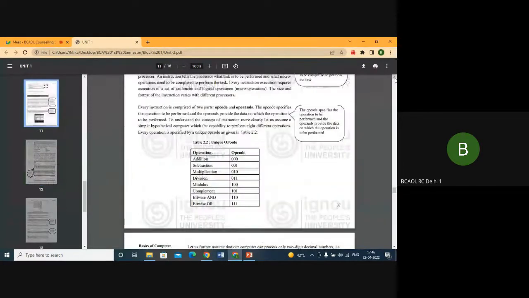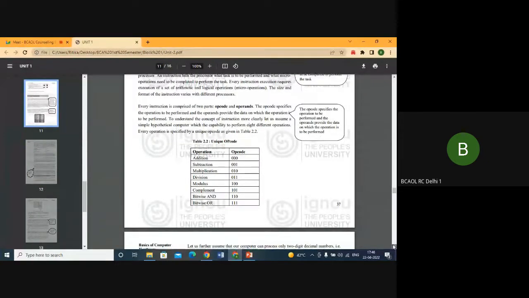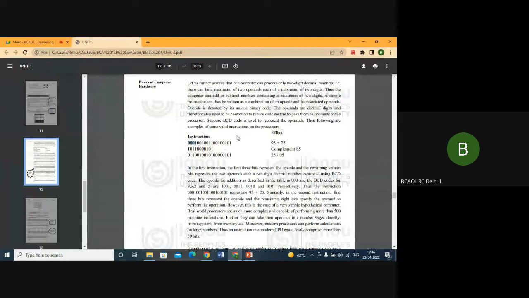Same way, 2 is 0010 in 4 bits, and 5 is 0101 in 4 bits. And the addition code is 000, see from the table above. So this is how they have converted it to binary through BCD code. This is how BCD works, not binary conversion directly. What BCD does is it takes each digit in 4 bits. Do you understand?